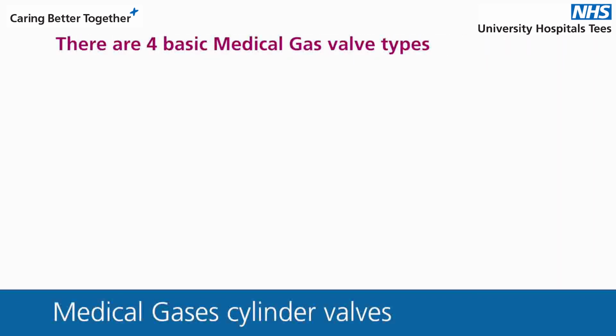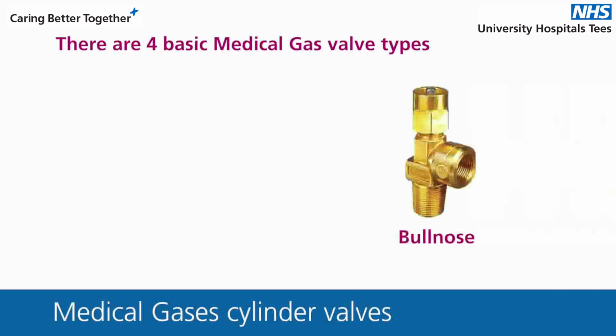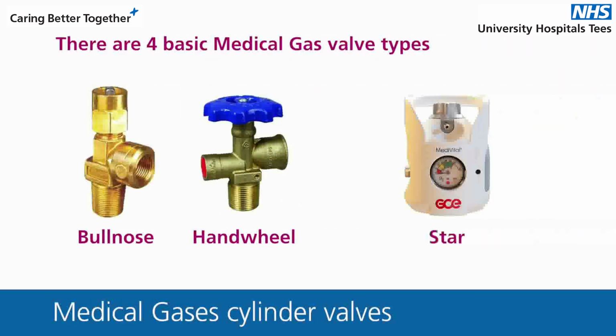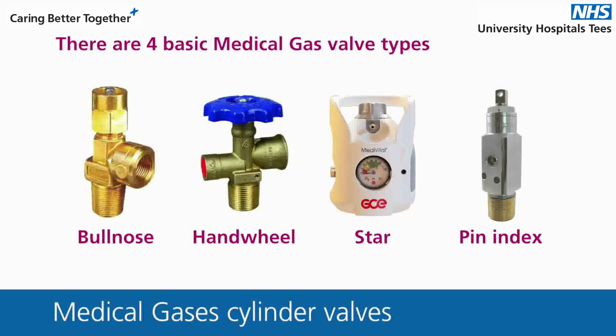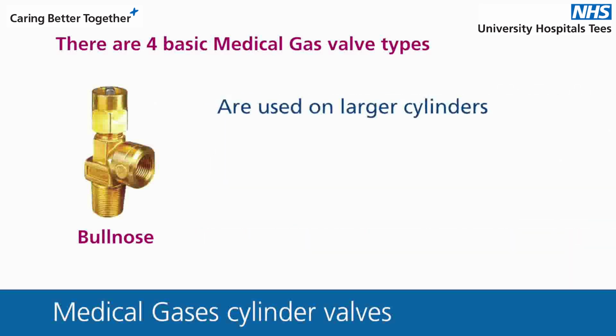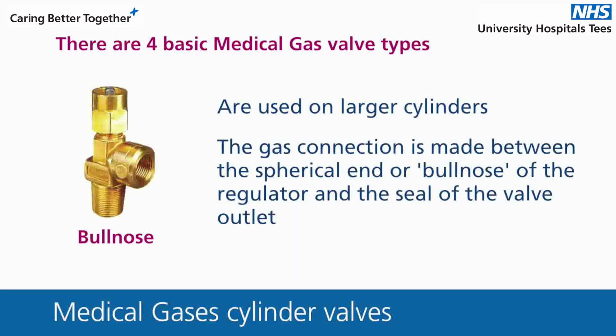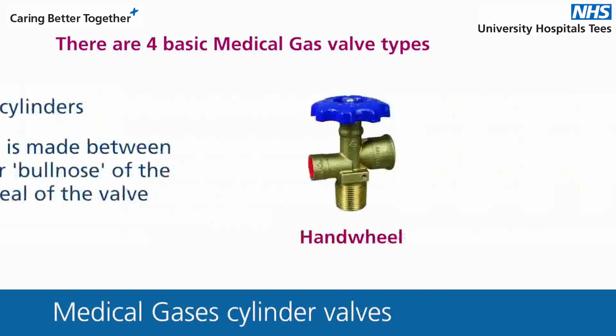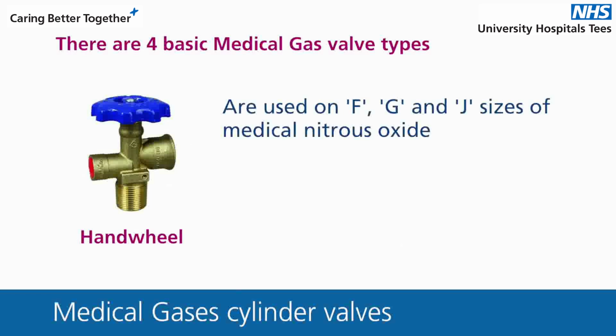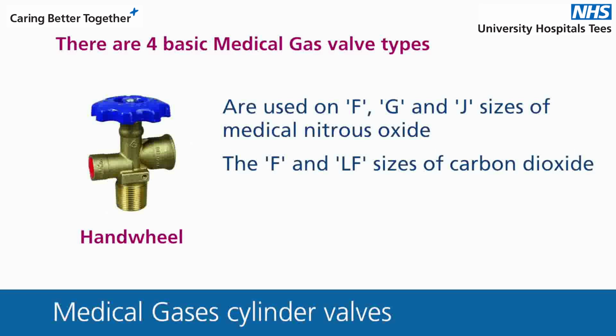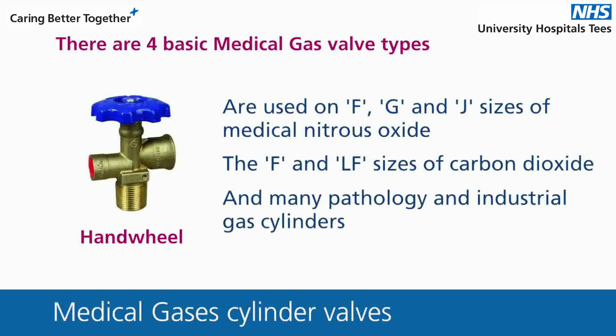There are 4 basic valve types: bullnose, hand wheel, star, and pin index. Bullnose valves are used on larger cylinders. Gas connection is made between the spherical end, or the bullnose, of the regulator and the seal of the valve outlet. The hand wheel valve is used on F, G, and J sizes of medical nitrous oxide, VF and LF sizes of carbon dioxide, and many pathology and industrial gas cylinders.